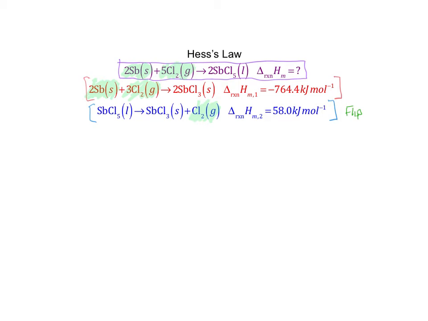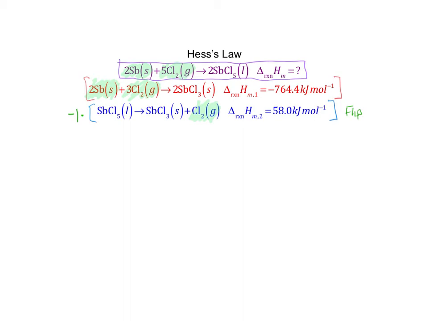In my overall reaction, my Cl2 is a reactant, and in the second reaction, the Cl2 is on the products. And so to flip the reaction, that is going to be the same thing as multiplying the reaction by -1.